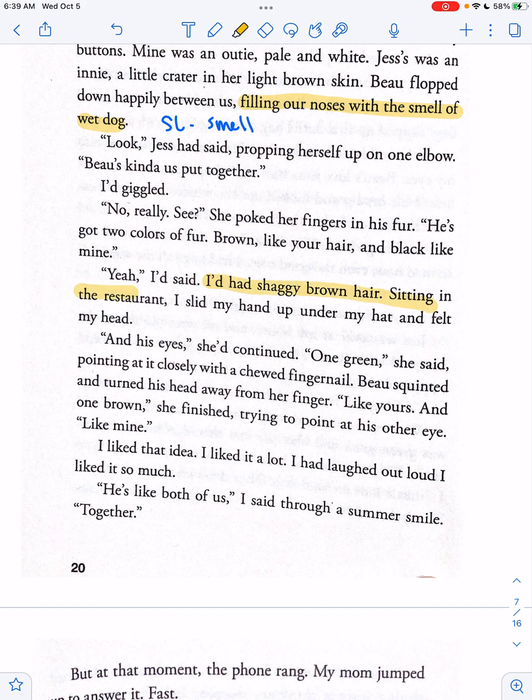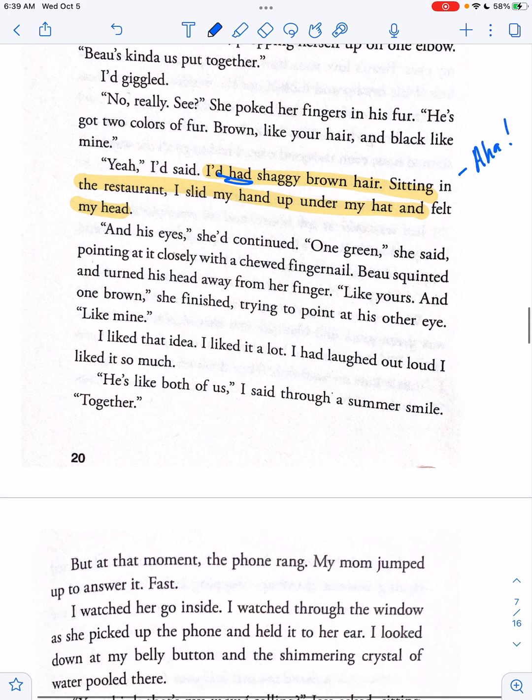All right, this is going to be an important aha moment for us because we are realizing something important about Mark here. He's saying that he'd had shaggy brown hair, and in present day, he's lifting his hand up under his hat to feel his head. So think about why he would do that in this moment.